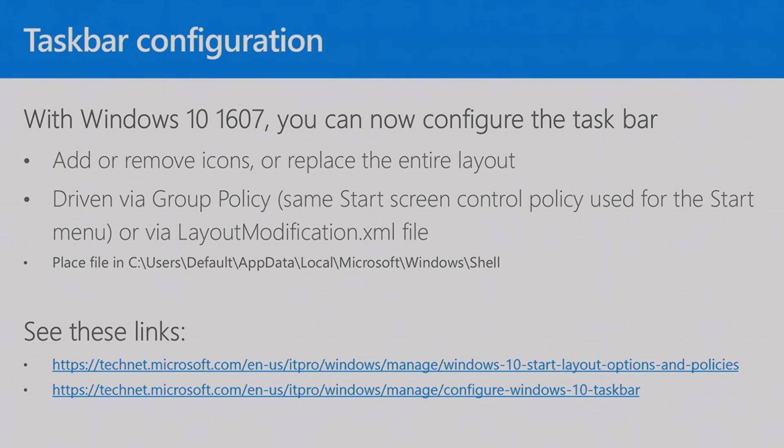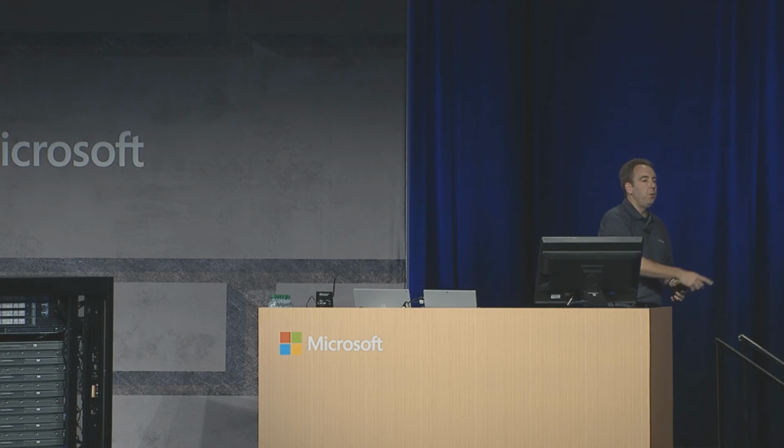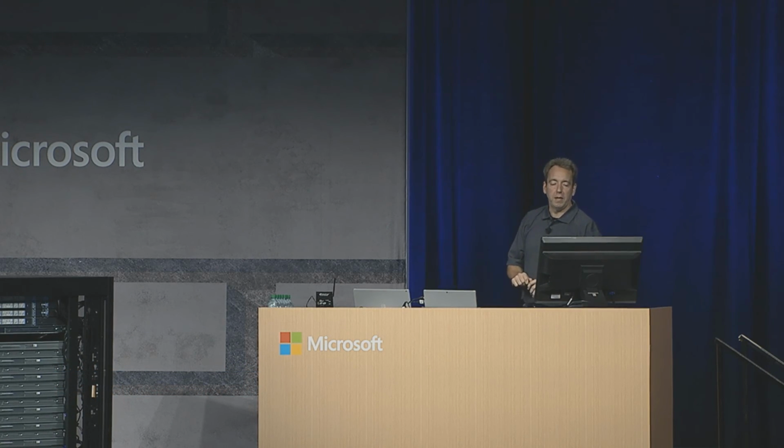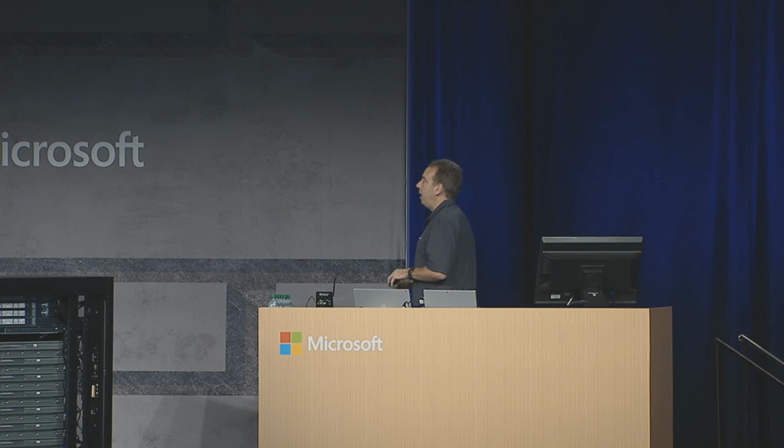We've also added a new capability around configuring the taskbar so we can specify the layout that we want for the taskbar. So with Windows 10 1511, you could configure the start menu, the start screen. With 1607, we've now added the taskbar into that as well. So with the taskbar, we can specify additional items that we want to pin to the taskbar or even a completely new taskbar layout that we want to put in place. There are multiple ways of doing that.